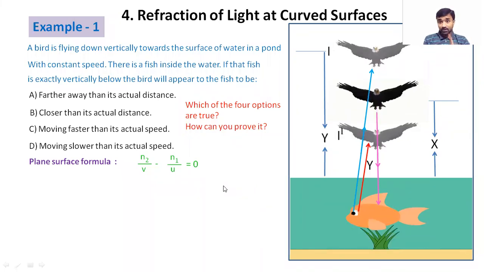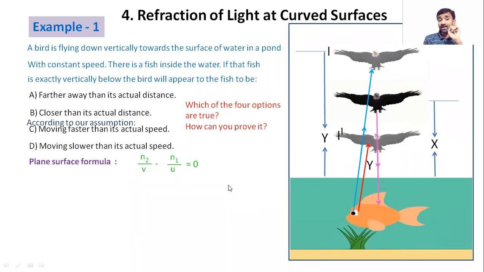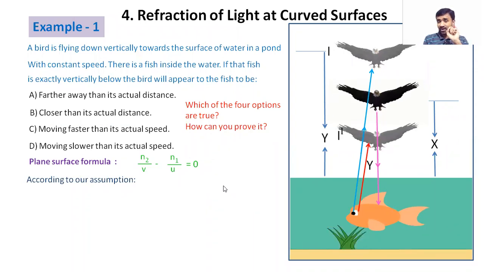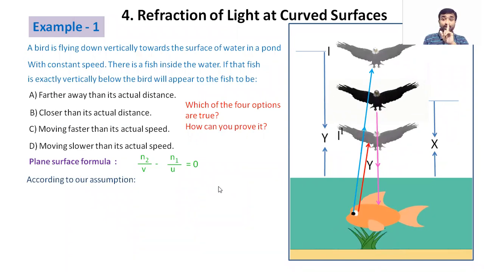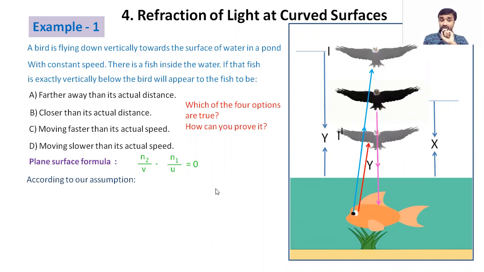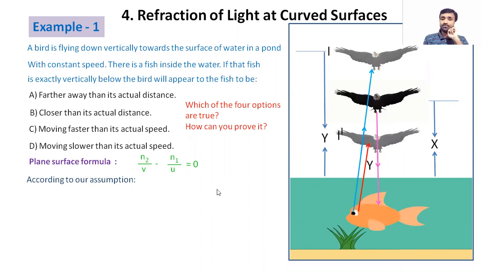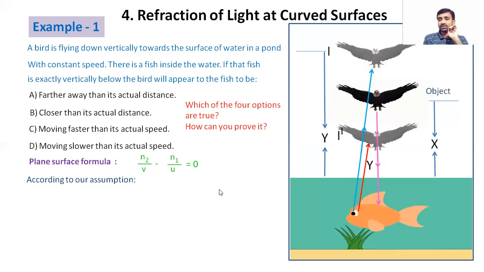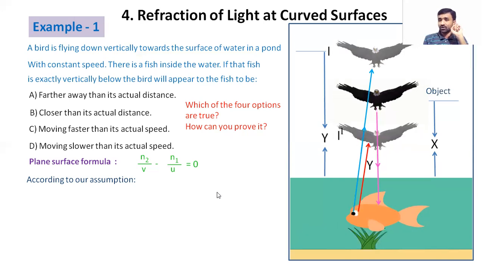The object is in the air. So here we will simply consider the refractive index of air as n1. The first medium's refractive index is n1. According to our assumption, the object is the bird, at x distance. So object distance u is equal to x.